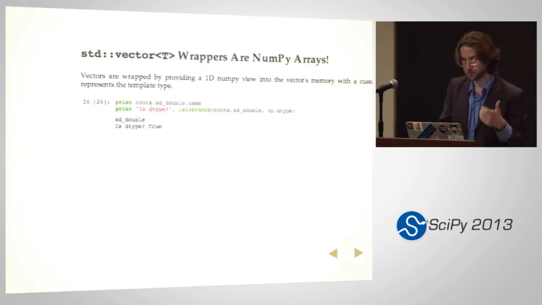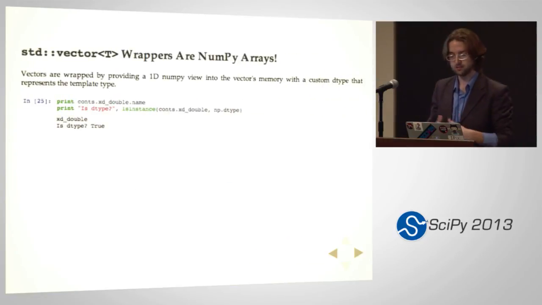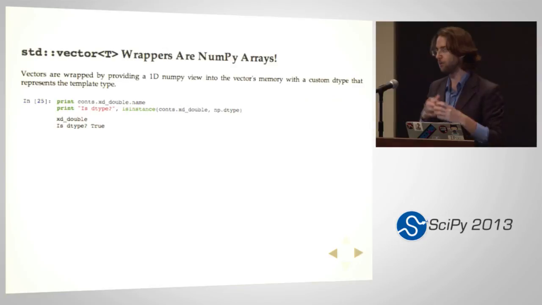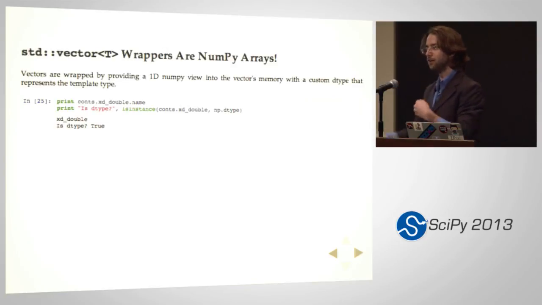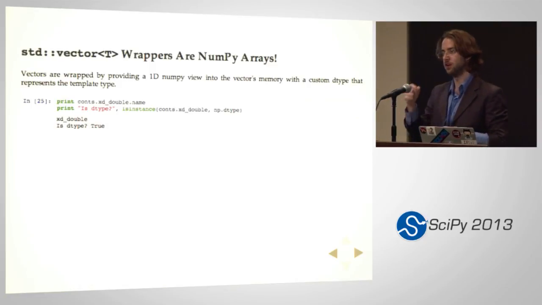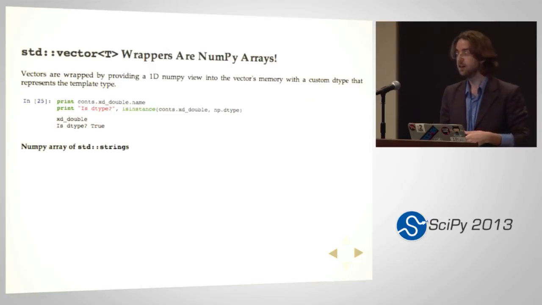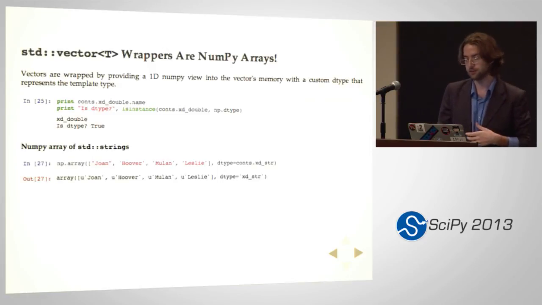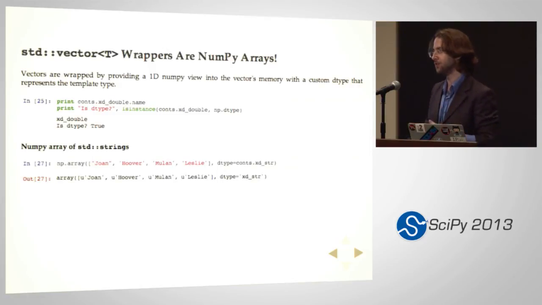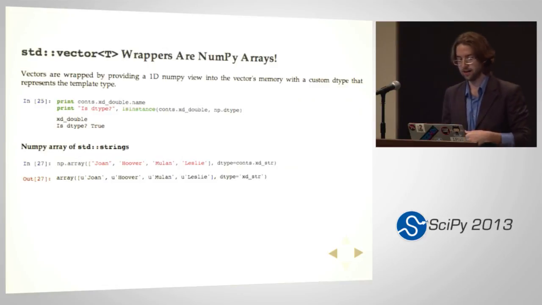Okay, and now for the really cool thing. Vectors in C++ are wrapped as NumPy views of the appropriate data type. So we generate NumPy dtypes for the type that you gave it. So here I'm just showing you that the dtype is there. If you wanted a NumPy array of standard strings, you can certainly do that. That sort of gets over this limitation of having statically length allocated strings.